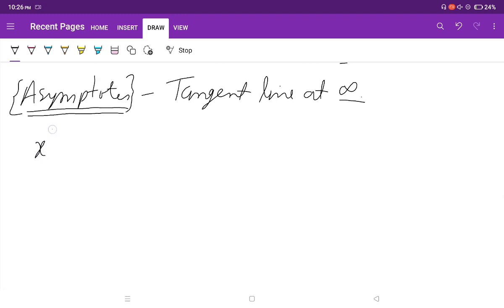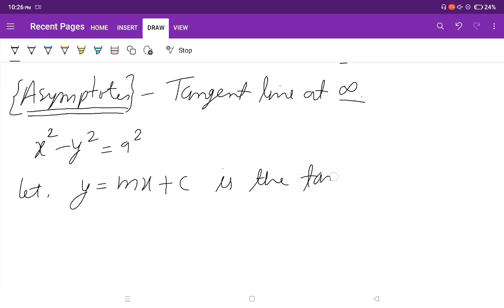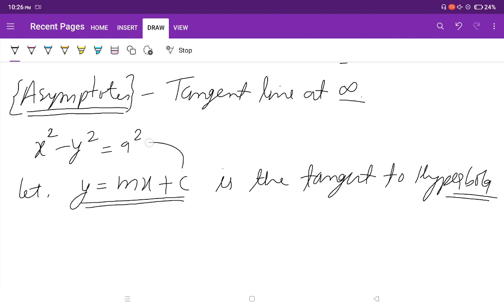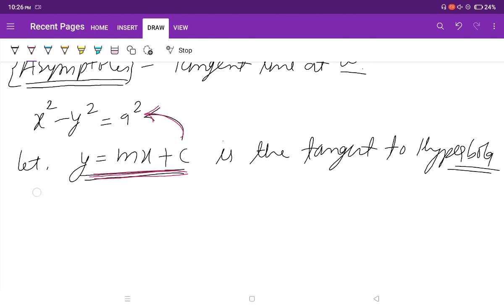Alright, so we have x square minus y square equals a square. Let y equals mx plus c be the tangent to hyperbola. Now if this line touches this curve, then this should satisfy the above equation, right? So let's substitute the value.